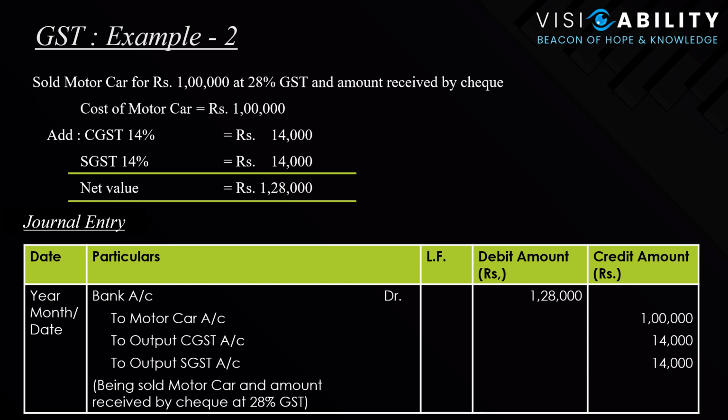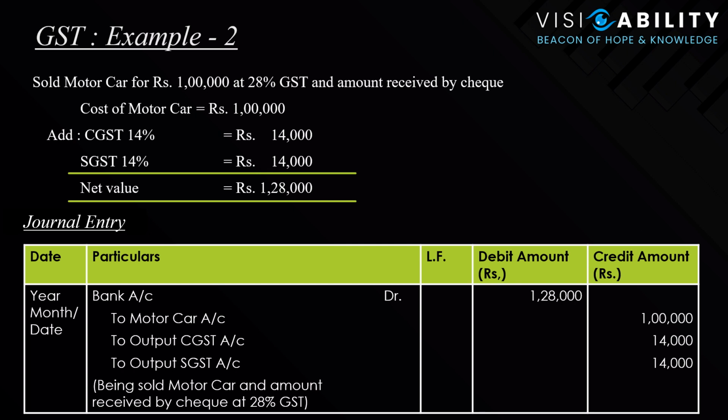So obviously the bank account would be debited by 1,28,000, which is the debit amount, and in the credit we would have the split up of this 1,28,000. So the motor car which was being sold, 1 lakh. Why is the motor car being credited? Because it's going out of the organization, being a real account.